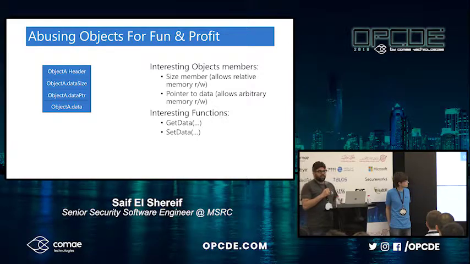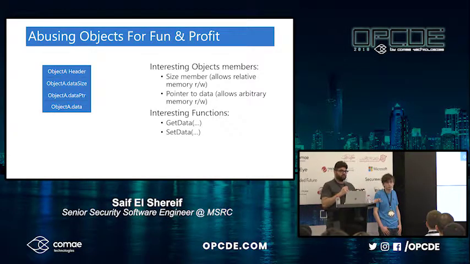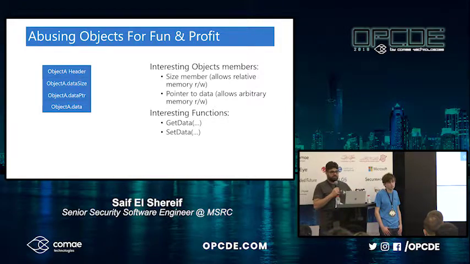One of the most interesting members is the size member, which allows relative read and write. If you think about it, if an object has a size and you overflow that size or change its value from 1 to 100, then when you work on that object later, it thinks its size is 100 while actually its size is 1, accessing memory relative to its location in memory, and thus the name relative memory read and write.